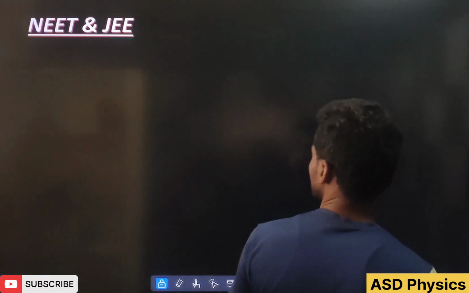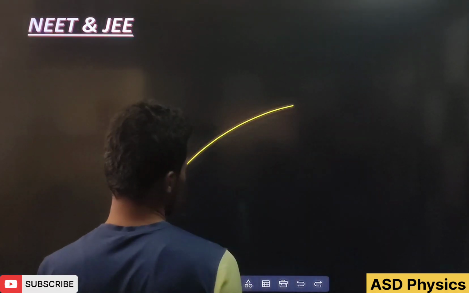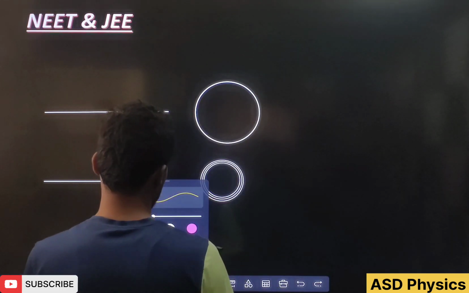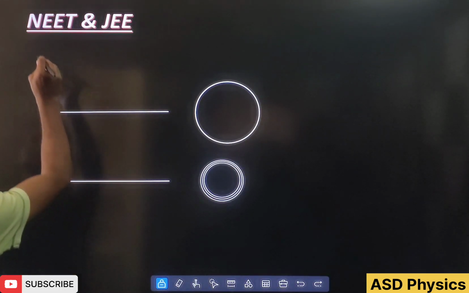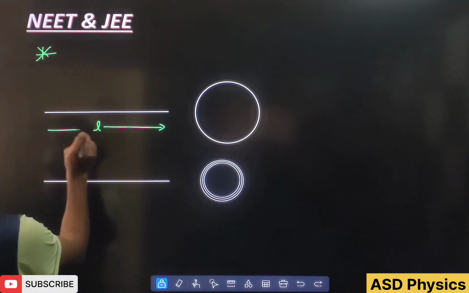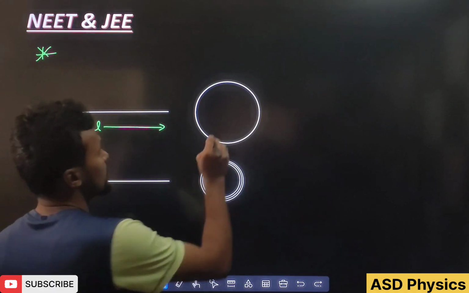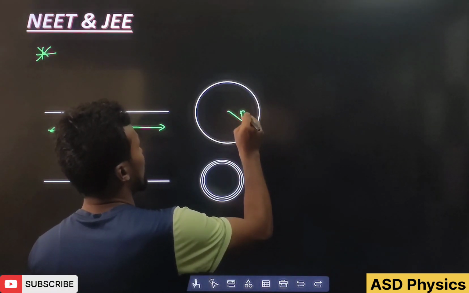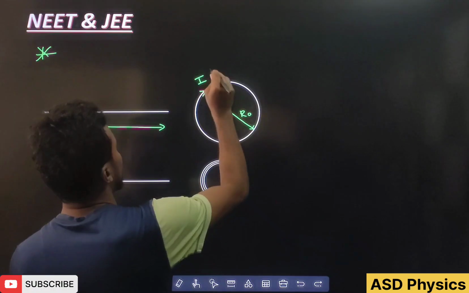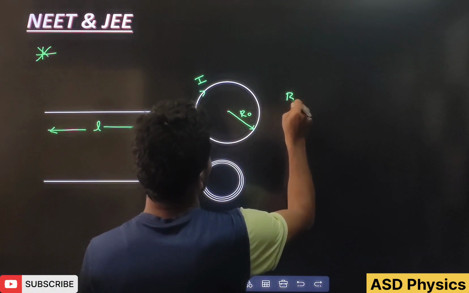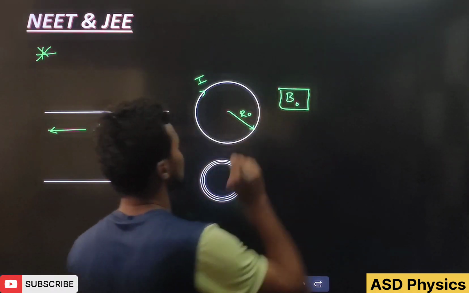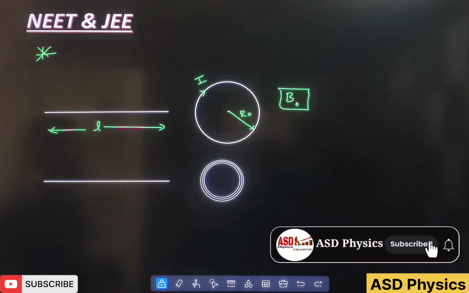Okay, great. Now, students, let's take an example. What is given in this situation? Let's take the length of the wire as L. We have made a circular coil of radius R naught having current I. Let's take the magnetic field in this situation as B naught. We know very well it is mu naught I by 2R naught.